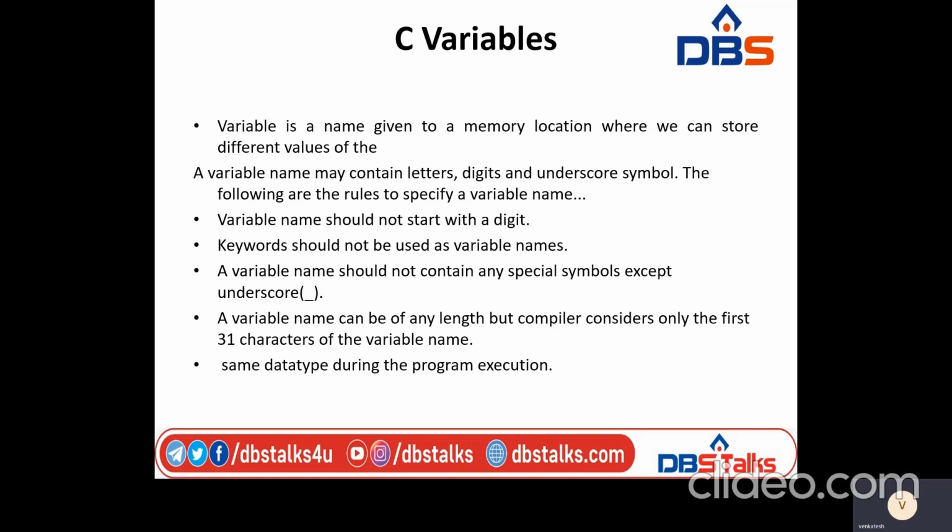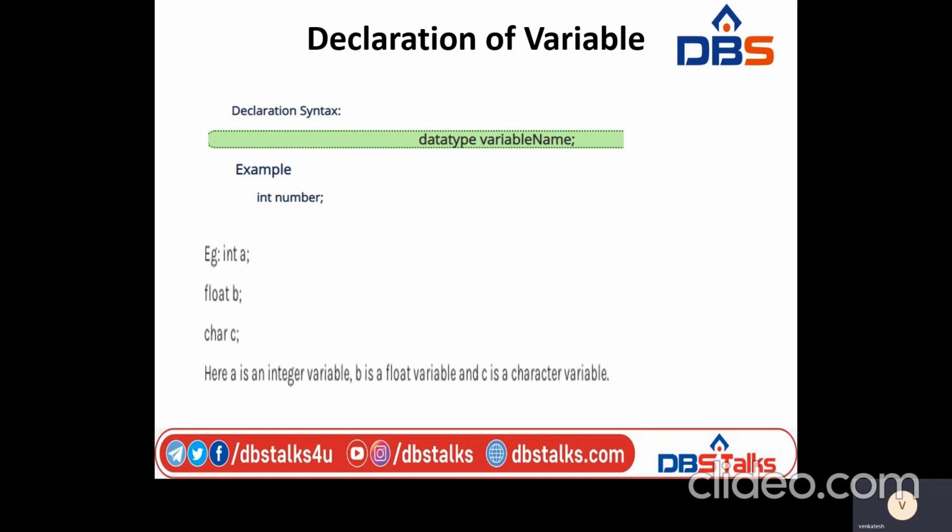Next, what is the declaration of a variable? How are we going to declare a variable? The syntax for declaration of a variable is data type, a space, followed by the variable name. Here the data type is nothing but what type of data we are going to store in a variable. Generally integer data or fractional data. So the data type represents what type of data we store in a variable. For example, here int is a data type, and number is the variable name.